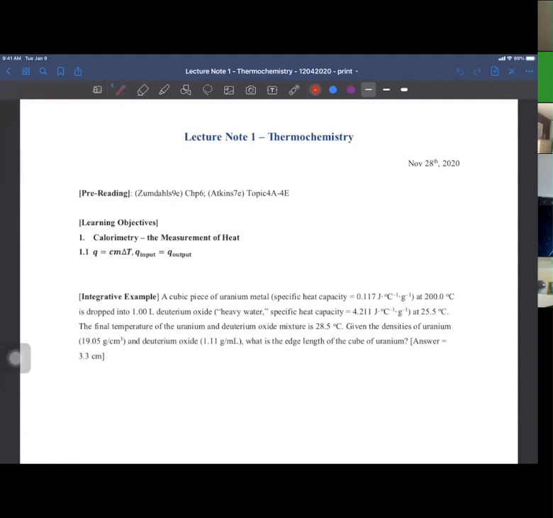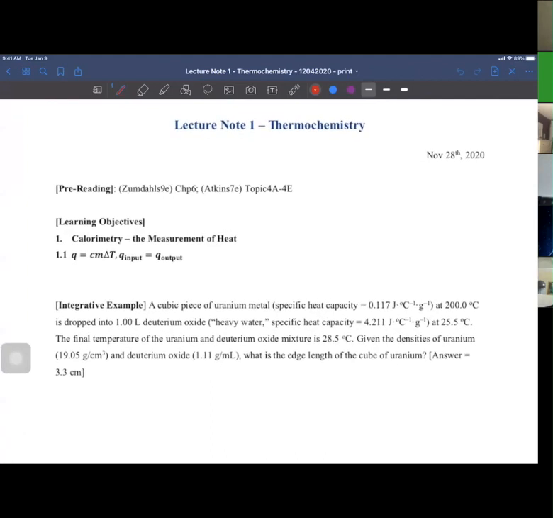Okay. So today we are going to start from thermochemistry. I slightly revised our schedule. I put the thermodynamics a little bit later after the equilibrium. So thermodynamics are slightly different. Thermochem focuses on the heat, right? So this will be the first part.